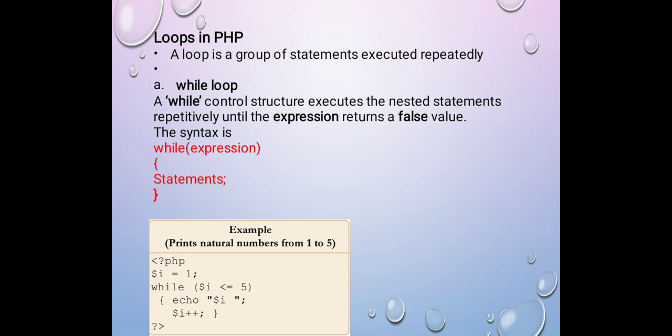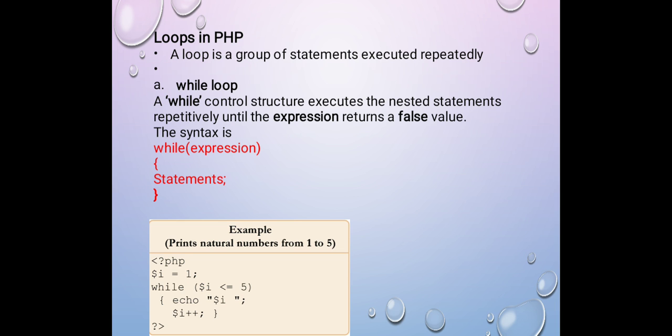So the output will be: first we check whether $i is less than or equal to 5. Is 1 less than or equal to 5? Yes, it is true. So echo $i prints 1. Then $i++ increases the value of $i by 1, so the value of $i will be 2. Then check 2 less than or equal to 5. Yes, it is true, so print 2. First we print 1, then 2, then again increase the value by 1. The value of $i will be 3.